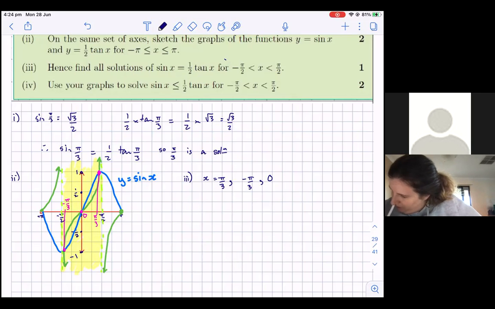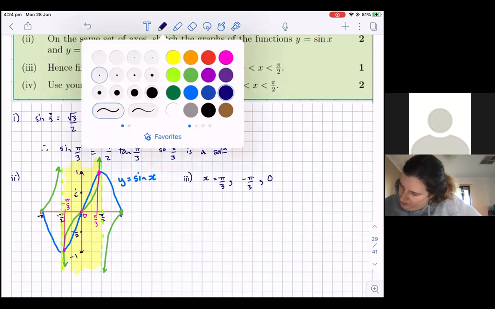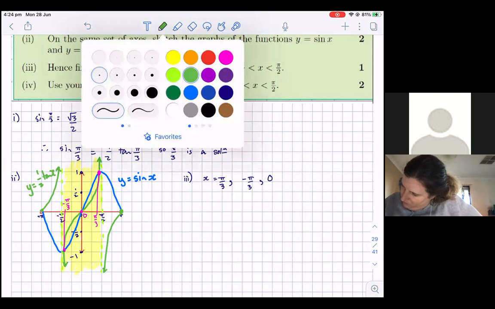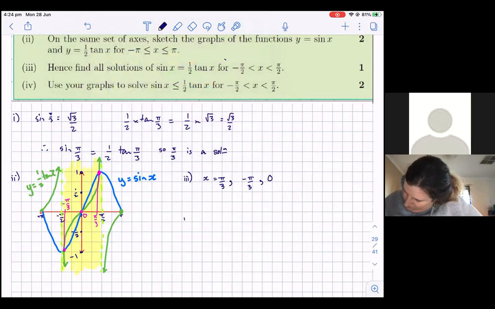Use your graphs to solve when it's less than, for in between there. So the green is my half tan x. I should have specified that. Sine x is the blue one. Half tan x is the green one. We're looking for when sine x is less than half tan x, so when sine x is below.